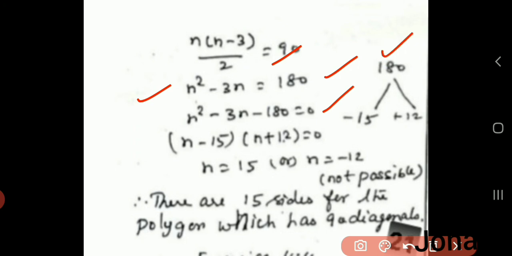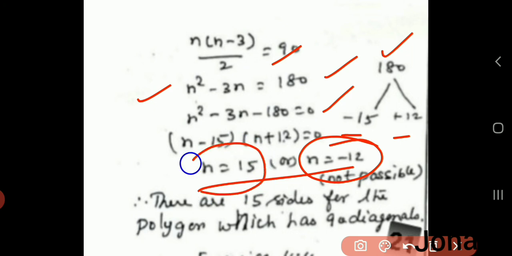Here we want to find the factors of 180, that is nothing but minus 15 plus 12 here. So n minus 15 into n plus 12, that is nothing but n equal to 15 or n equal to minus 12. Here that minus value is not possible, so we can leave that. Therefore, we have n equal to 15. So there are 15 sides for the polygon which has 90 diagonals.